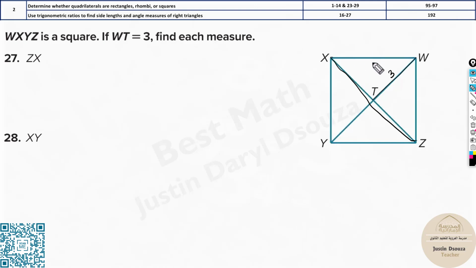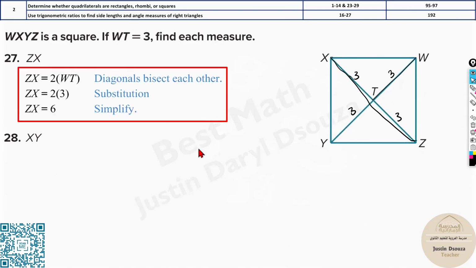Let's do this first. So here now, this is a square. If this is 3, obviously this is 3, and the diagonals are congruent to each other. These both are equal. So ZX will be 6. Why? Because one of the parts is 3. So all the sides will be equal. It's 3 and 3. ZX would be the sum of XT and ZT. So that's it. Its answer is 6.